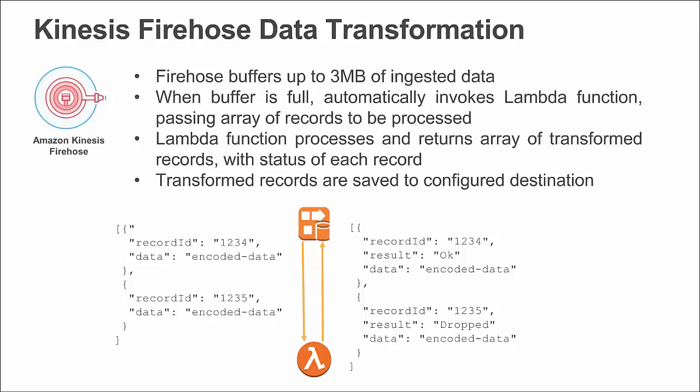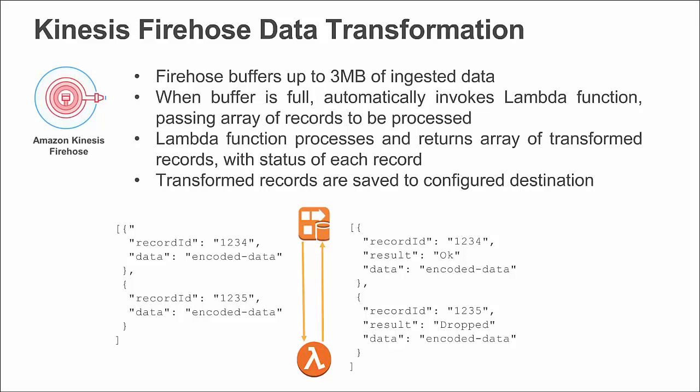With the Kinesis Firehose data transformation feature, you can create a Lambda function that will be called by Firehose to transform your data to the format that you've specified. Firehose will buffer up to 3 megs of data and pass those 3 megs to your Lambda function. In your Lambda function, you transform the data to be properly formatted for ingestion into Elasticsearch, and then the Lambda function will return that set of records back to Firehose for persistence.